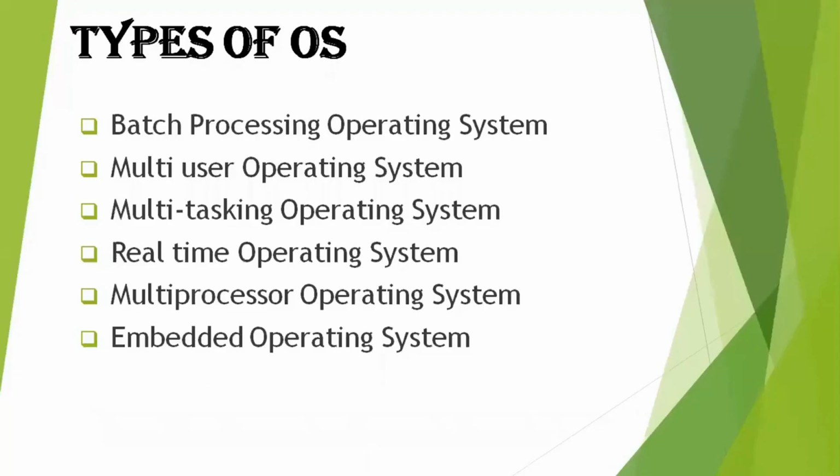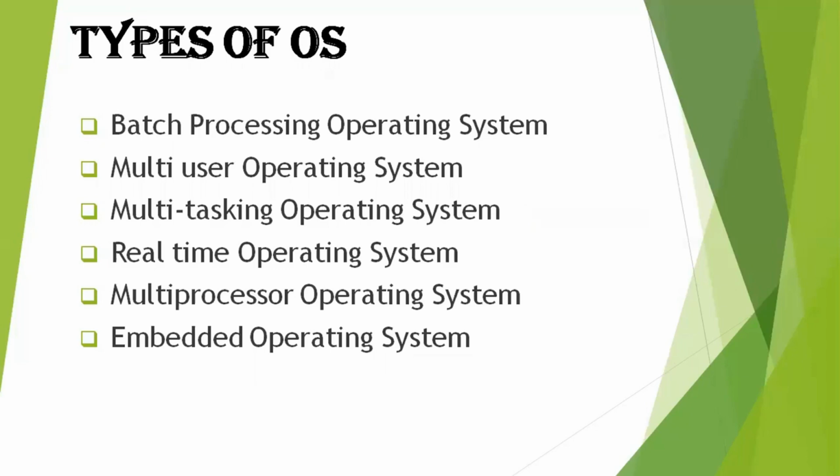Types of OS. In the types of OS, we have six operating systems. One is batch processing operating system. Second is multi-user operating system. Third is multitasking operating system. Fourth is real-time operating system. Fifth is multiprocessor operating system. Sixth is embedded system.